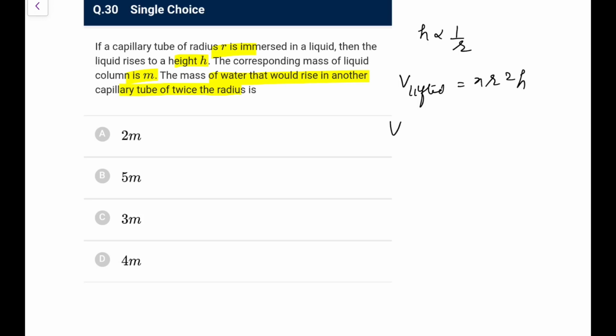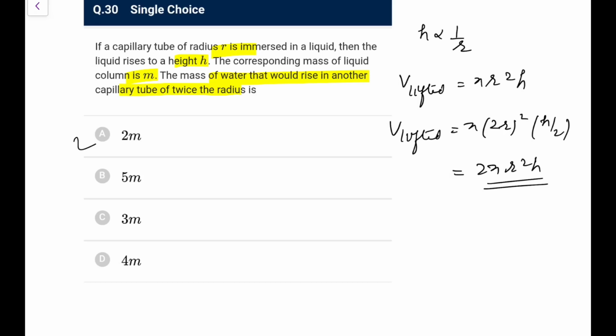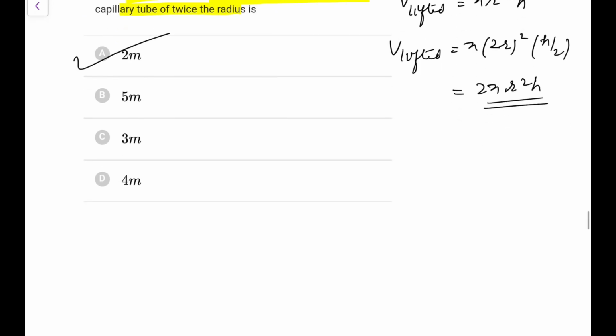h. In the second, the volume lifted would be, since the radius is doubled, pi into 2r whole square, but the height is half. But still it will come out as 2 pi r square h. So that means double volume is lifted, that means double mass is lifted. So go for option A. And if you check, the potential energy change in both will be the same, because the height was double. So mg2h would become mgh, you can write it like that.